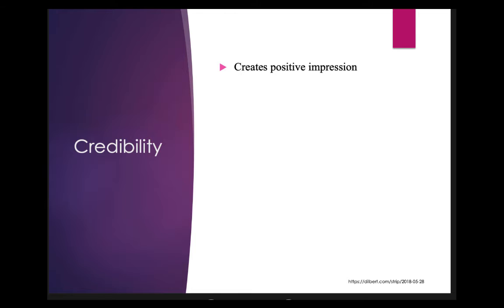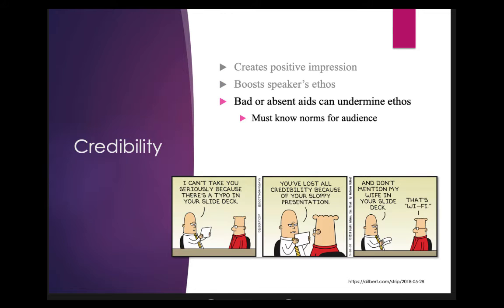The thing is that if the visual aids are lousy, poorly executed, or inappropriate, they can also damage the speaker's ethos. So that's no good. And you can see here in this Dilbert slide, "I can't take you seriously because there's a typo in your deck. You've lost all credibility because of your sloppy presentation. And don't mention my wife in your slide. That's Wi-Fi." So of course the idea is that the character wasn't reading the slide and the slide was accurate, but in this case the audience took it and did something backwards with it.